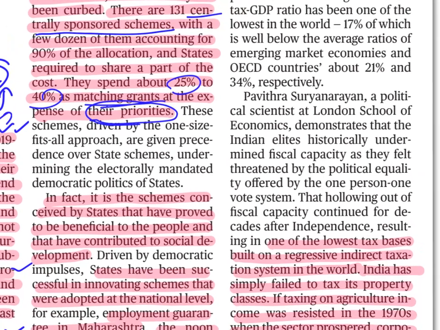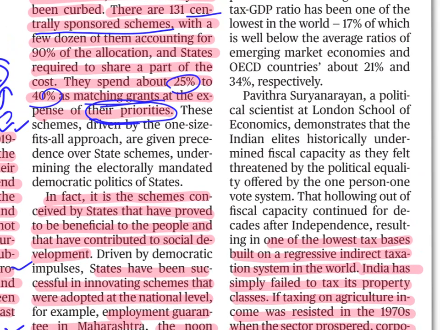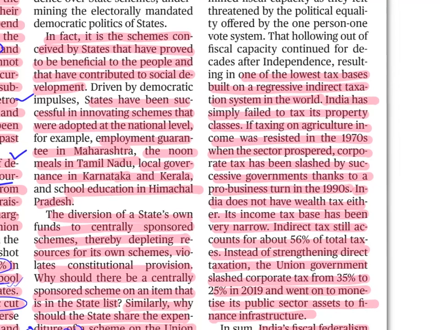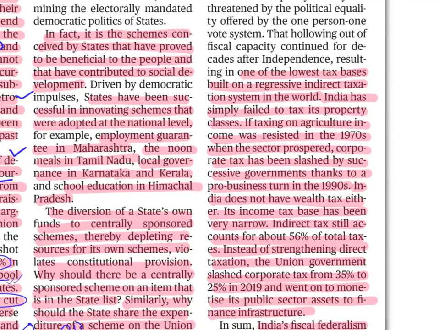Now they cannot decide where to spend that money. The center will decide, you will have to follow it. They are losing freedom, and they are losing their revenue also, because they have to allocate some money out of their revenue for these schemes. This is a big problem. And the author is also saying it is the schemes conceived by states that have proved to be beneficial to the people, that have contributed to social development. He is saying states have a better pulse of the people. States understand people in a better manner. Consequently, they come out with better schemes compared to the center.